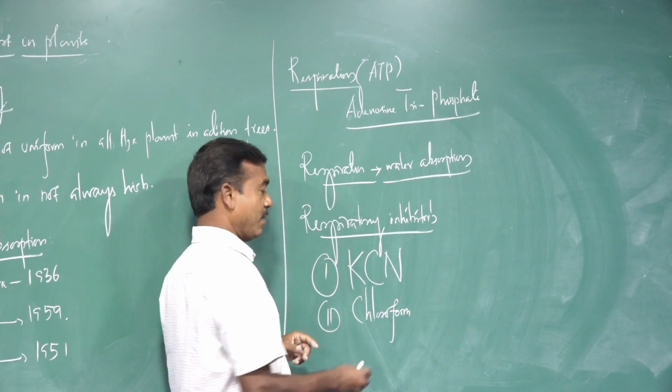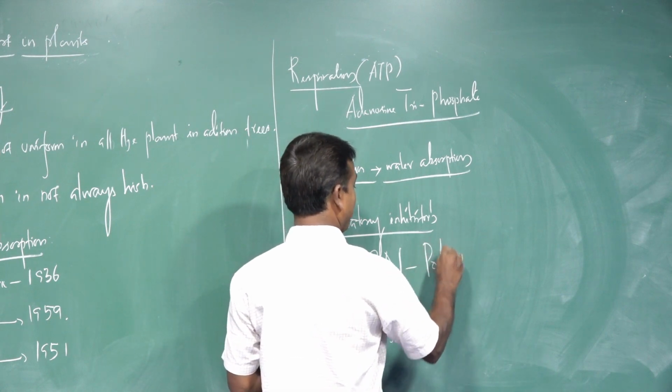What is the abbreviation of KCN? Potassium cyanide.